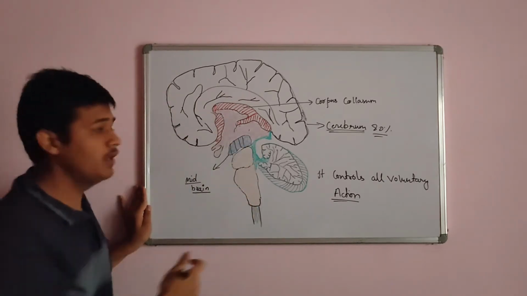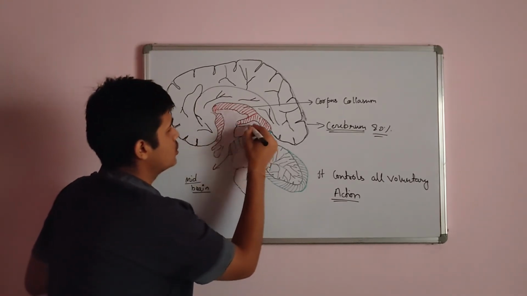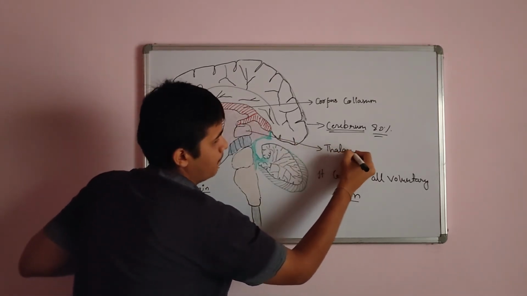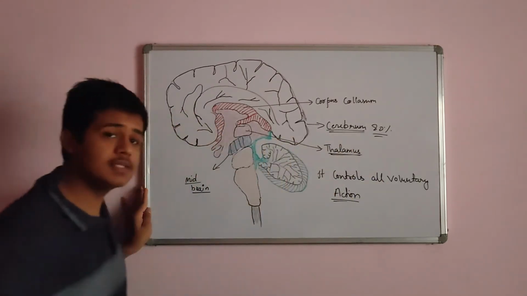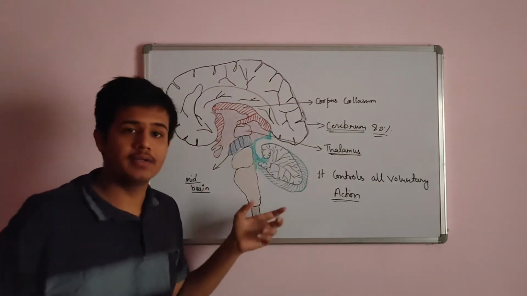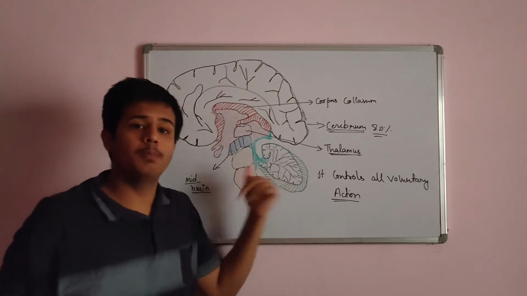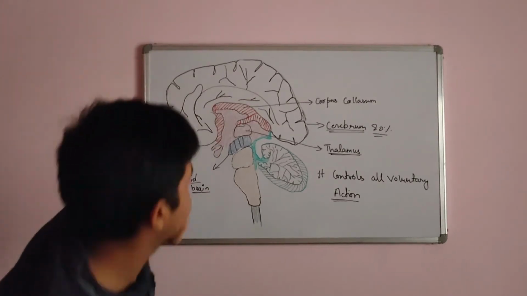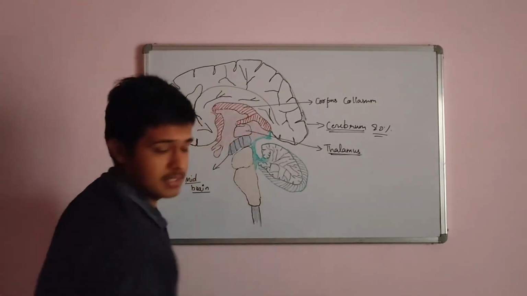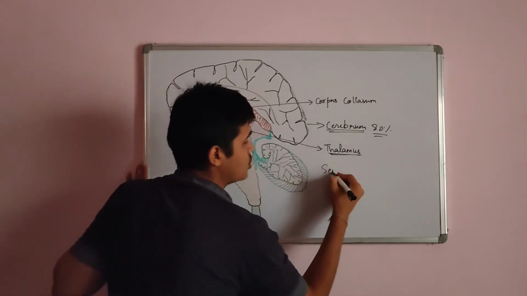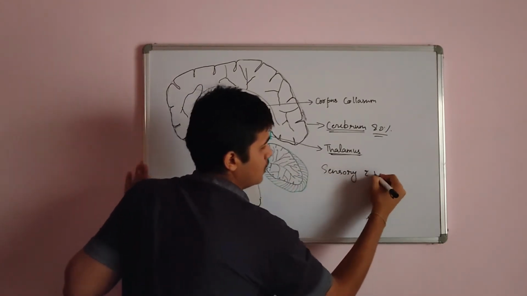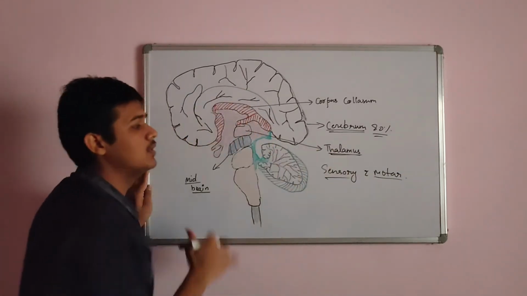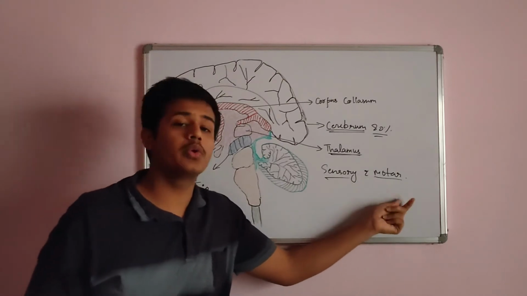Next to this midbrain, we find a small structure, that is the thalamus. This thalamus is made up of grey matter, meaning that it houses neurons. That's why it takes part in sensory and motor functions. It is going to sense, and accordingly it's going to take action.